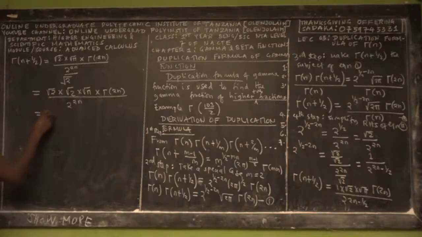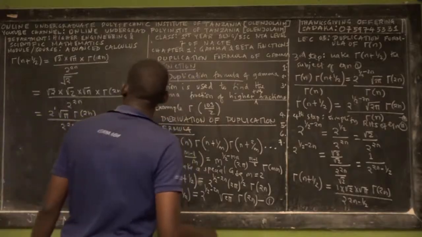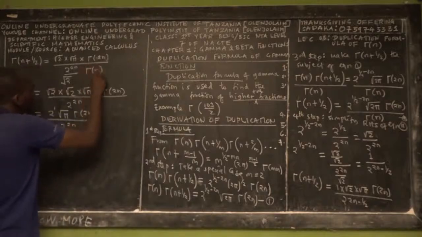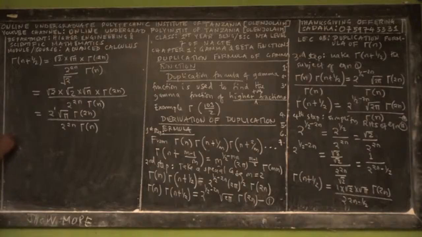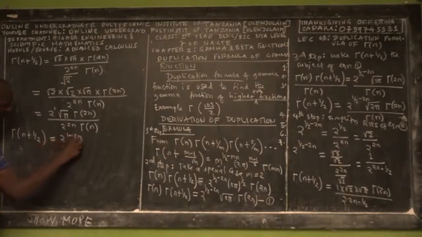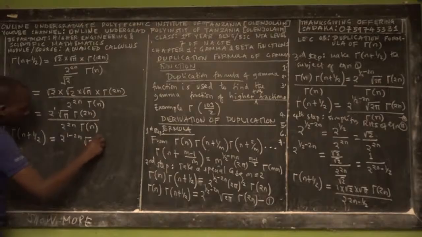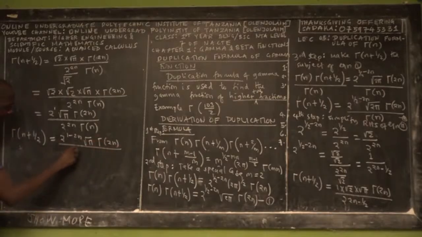So this will make it under root of 2 times under root of 2, it is 2 times under root of pi, then gamma of 2n over 2 power 2n. So remember that this is 2 power 1. But we still have what? Gamma of n. So this one times what? Gamma of n, and here we have gamma of n. So if that is the fact, we say that gamma of n plus a half is equal to what? 2 power 1 minus 2n. Same base, subtract the exponent. Multiply by under root of pi, then times gamma of 2n divided by what? Gamma of n.